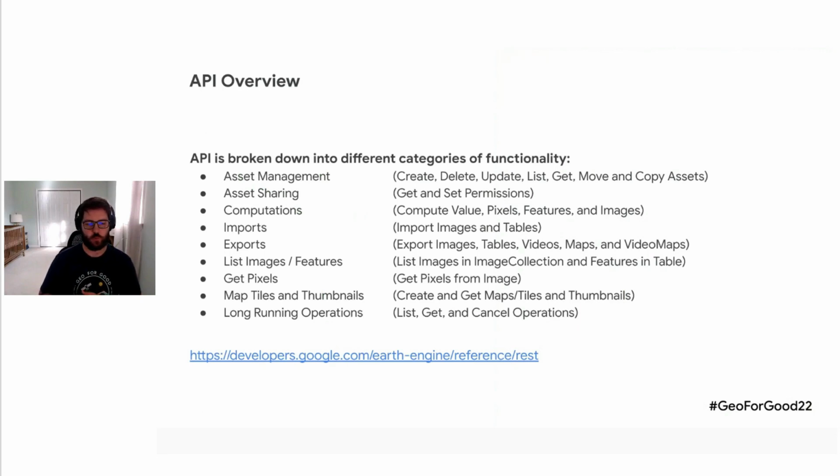Going a little deeper into what you can actually do with the REST API, you can do asset management, so you can manage all of your data on the Earth Engine platform, creating, deleting, updating, and moving things. You can set permissions for your assets, and you can also set up computation, so you can compute values and pixels on either features or images. You can import data, export data, list images or features, get pixels, and I'll talk a little bit about the difference between computations and get pixels. You can create map tiles and set up long-running operations through batch processing. And there's a link here. If you want to explore all the different calls that you can make with the REST API, this link provides all the documentation you would need to get started and all of the inputs for all of the calls.